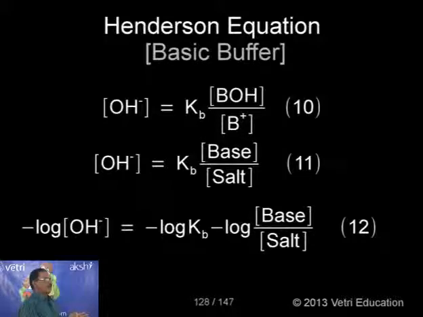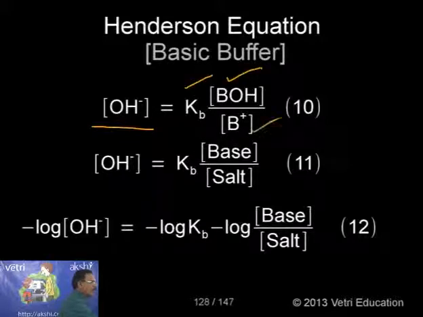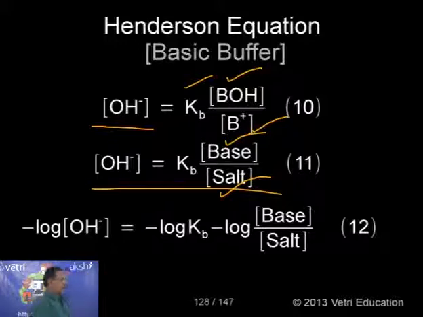So from that equation 9, I am rearranging. What is OH minus? I am rearranging nothing but KB into BOH by B plus. What is BOH? Nothing but a base. What is B plus? Nothing but a salt. I am rewriting the equation then as OH minus is equal to KB into base by salt. That is equation 11.